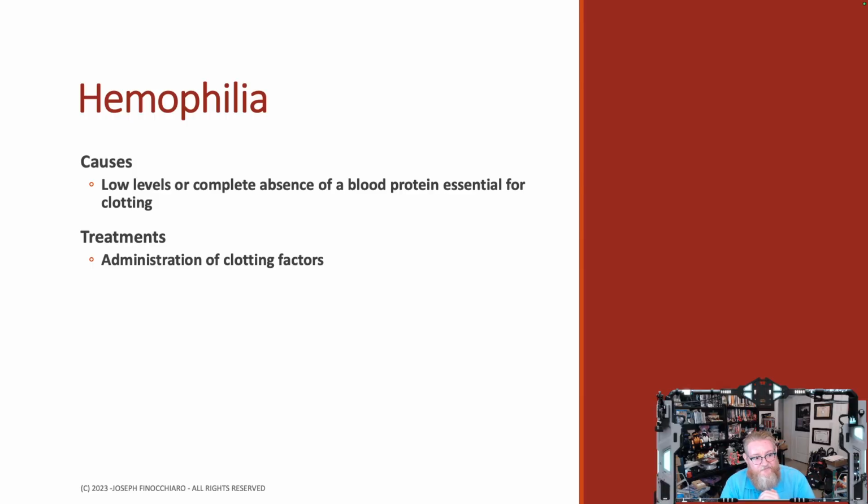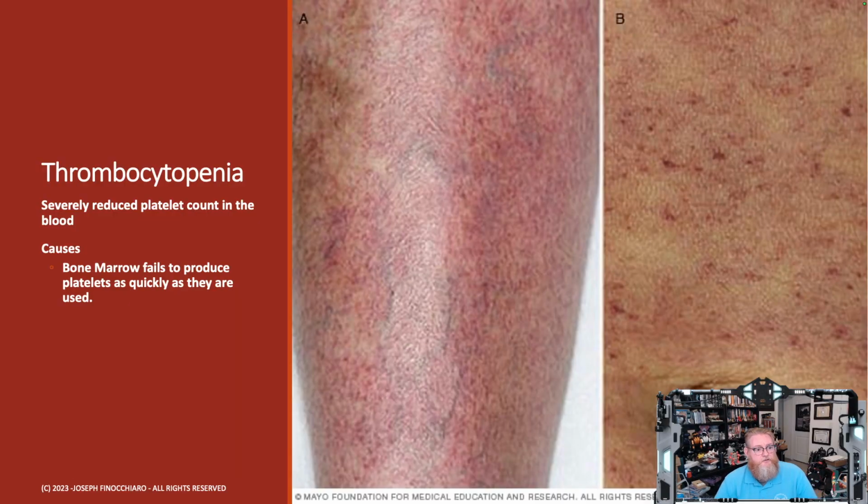Causes of hemophilia are low levels or complete absence of a blood protein essential for clotting, and the treatment for this is the administration of the missing clotting factor. Thrombocytopenia is a severely reduced platelet count in the blood. Causes of thrombocytopenia include bone marrow failure to produce platelets as quickly as they are used.